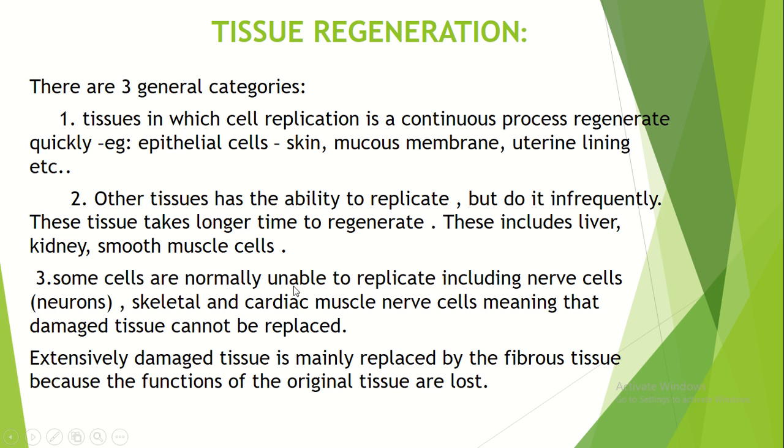Some cells are normally unable to replicate, including the nerve cells, that is the neurons, skeletal muscle and cardiac muscle. This means the damaged tissue cannot be replaced. Extensively damaged tissue is mainly replaced by fibrous tissue, because the function of the original tissue is lost. It can never be reverted back. The neurons in our brain cannot be replaced or grown back, and the skeletal muscle and cardiac muscle cannot be replaced either. So most of the time the extensively damaged tissue is replaced by fibrous tissue.